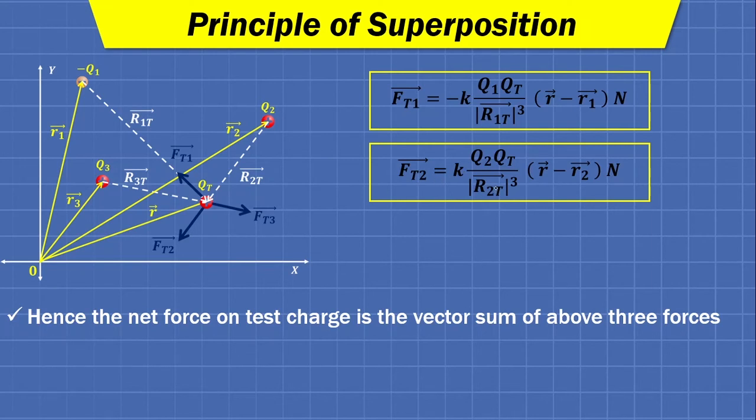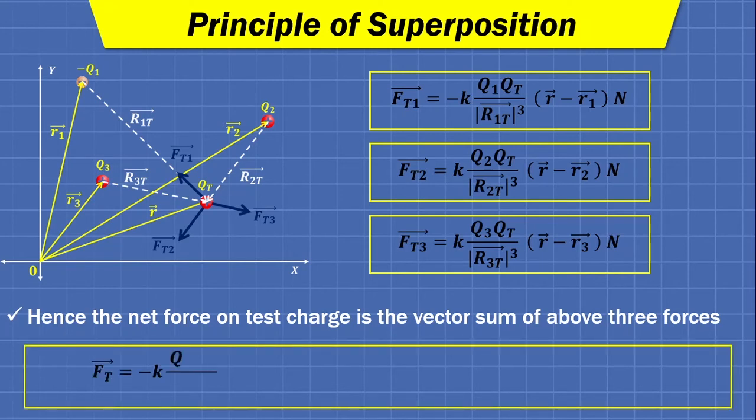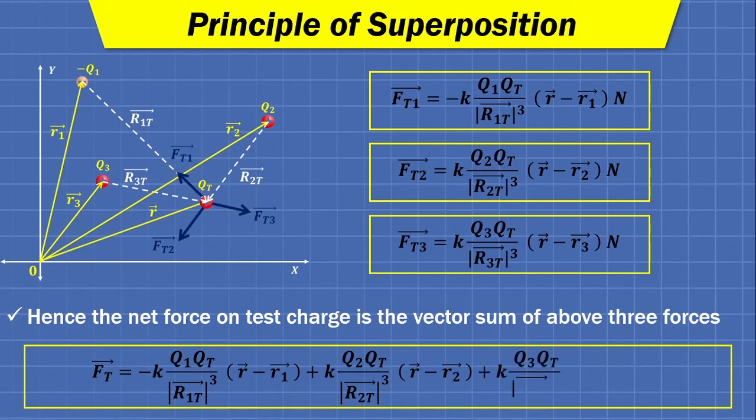This is nothing but the vector form of Coulomb's law. And similarly, Ft3, which is nothing but k Q3 Qt divided by modulus of R3t cube, times R bar minus R3 bar, Newton. And now vectorially adding these three forces, we will have the net force on the charge Qt. So this will be our final equation, that is the net force on Qt due to charges Q1, Q2 and Q3.